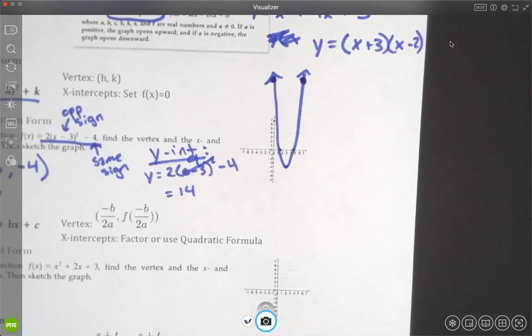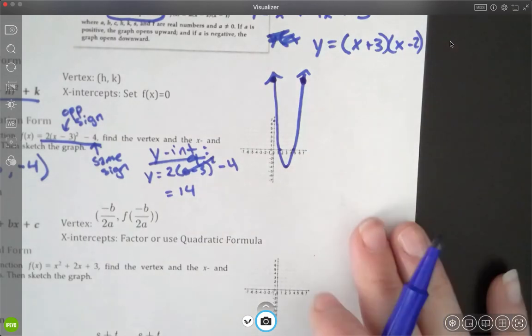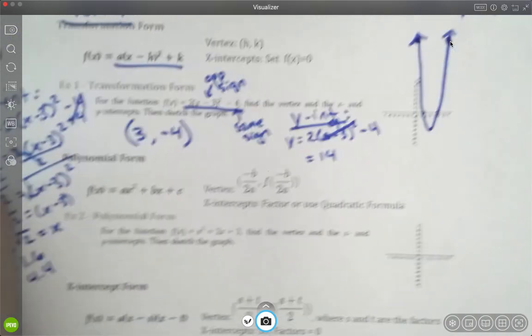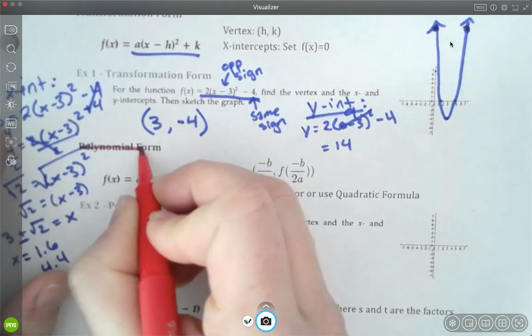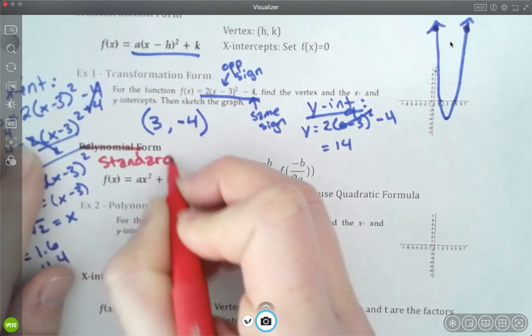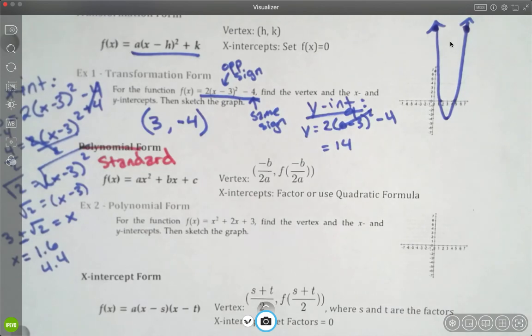Now, we'll do one more thing. This is going to take a while, I promise you. It's kind of a long process, okay? So, one more thing. Polynomial form is the next form. I call this standard form. Your book might call it polynomial form. That's fine. Standard form. Now, vertex form is really nice to find the vertex because you just look at what's in the parentheses and on the end, right?